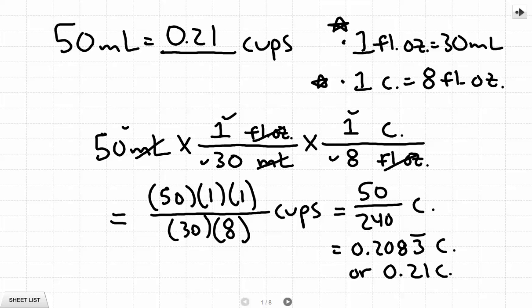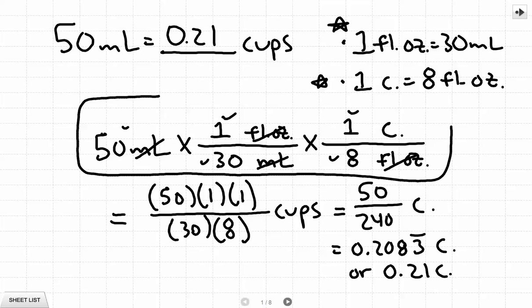Get used to this form of working with unit of measurement conversions, because a lot of the conversion problems you're going to see in the upcoming modules involve multiple steps, where you're going to cancel from one unit to the next, cancel from one unit to the next, until you get your final answer.